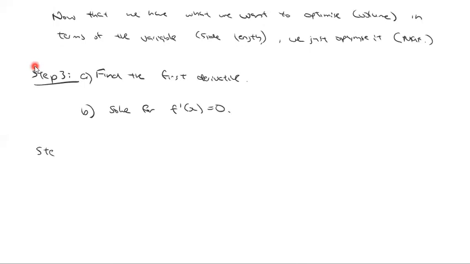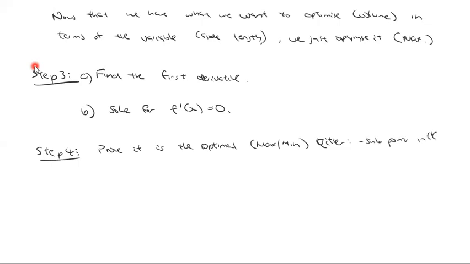And then step 4, prove it is the optimal, so maximum or minimum depending on the question, using either sign changes in the first derivative or the second derivative. All right, and that should be enough.